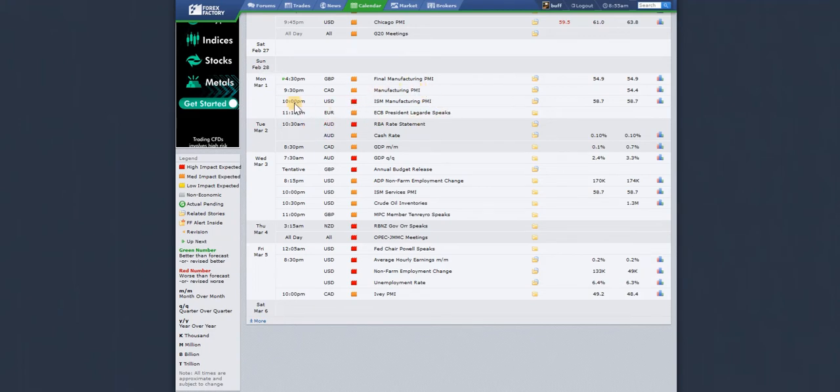Right, so we look at the red ones. They're the high impact ones. So Monday, ISM manufacturer, US. Tuesday is probably the big one. Australian interest rate, the cash rate, not expecting any change. We've got other stuff here. Thursday, not much. OPEC meetings.